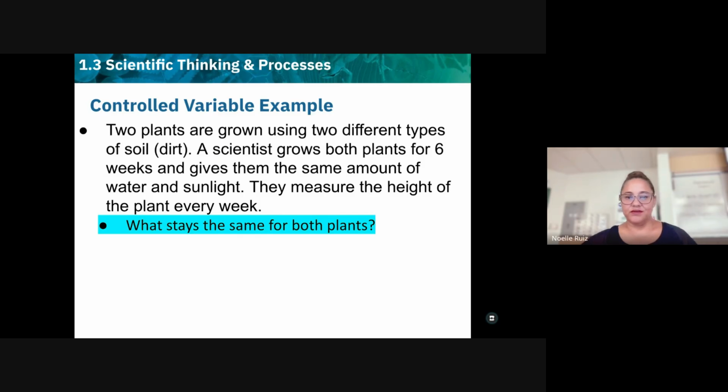Anyone else want to vote? You guys all got it. Water and sunlight are the controlled variables. The time, the 6 weeks, could also be a controlled variable, but we didn't put that in there, so that's okay.